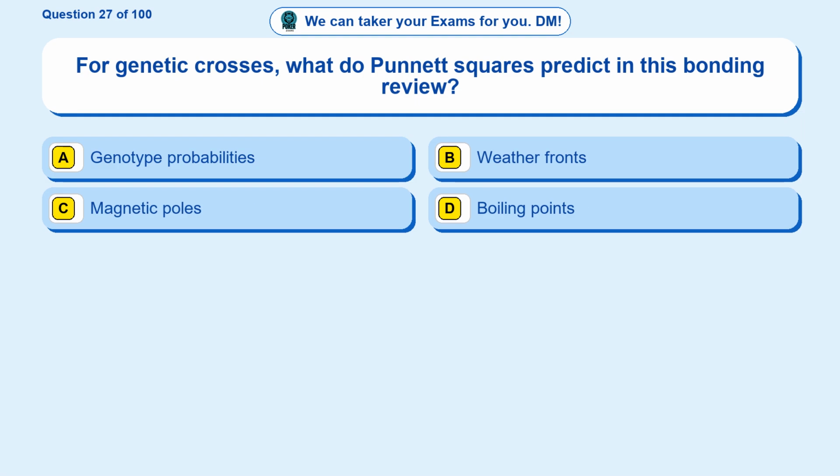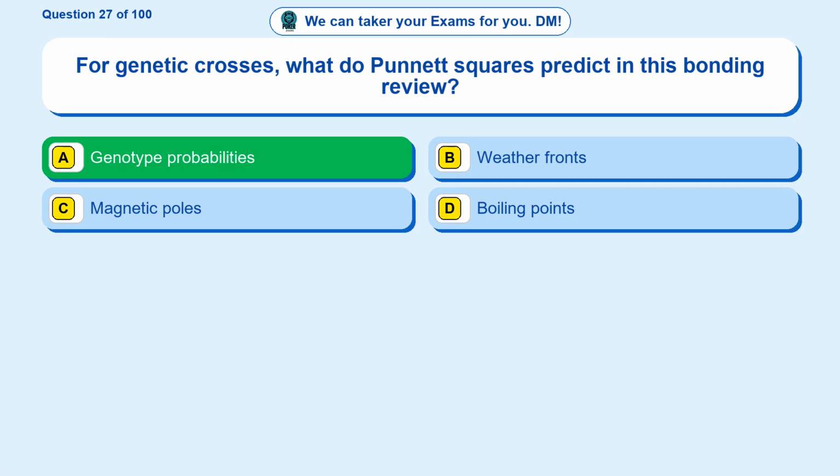Question 27. For genetic crosses, what do Punnett squares predict in this bonding review? Option A, genotype probabilities. Option B, weather fronts. Option C, magnetic poles. Option D, boiling points. The correct answer is option A.